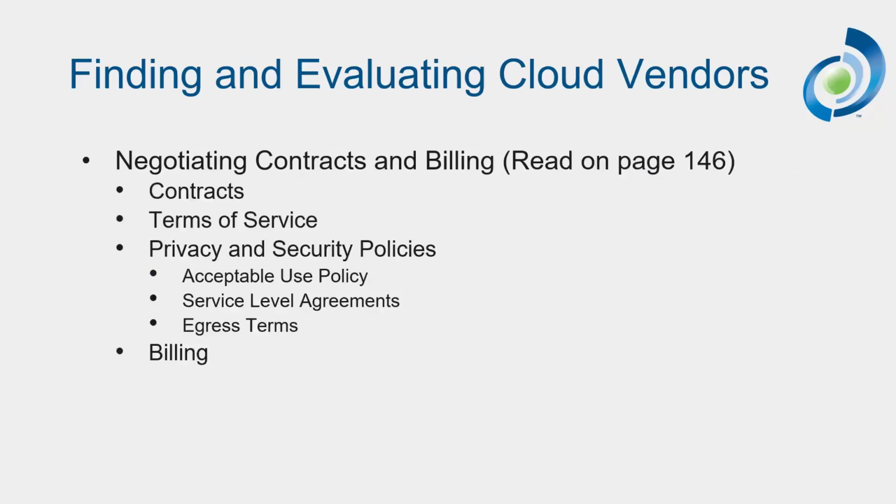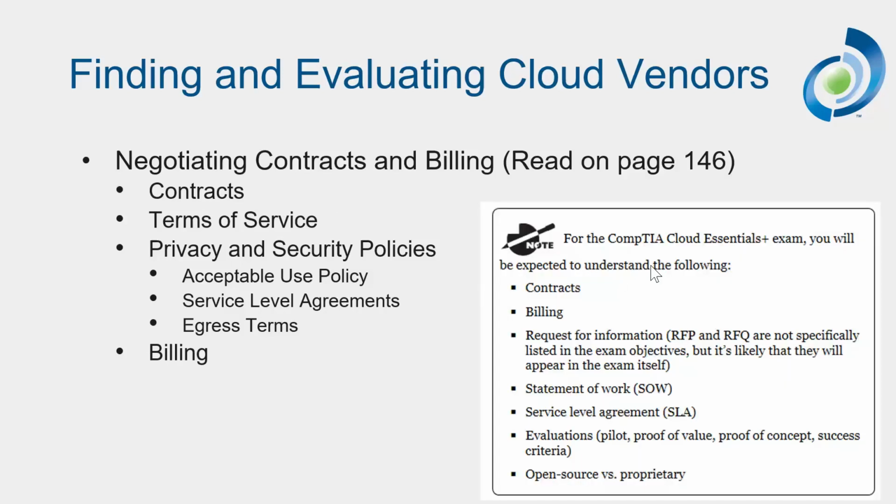All right, and then we're moving into negotiating contracts and billing. So we have a discussion around contracts, terms of service, privacy and security policies with our acceptable use policies, service level agreements, egress terms, and billing. So this is when we have gone full on, all in, negotiating our contracts and working on the system and working on exactly how it's going to work and what all the terms of service are and everything that we've done there.